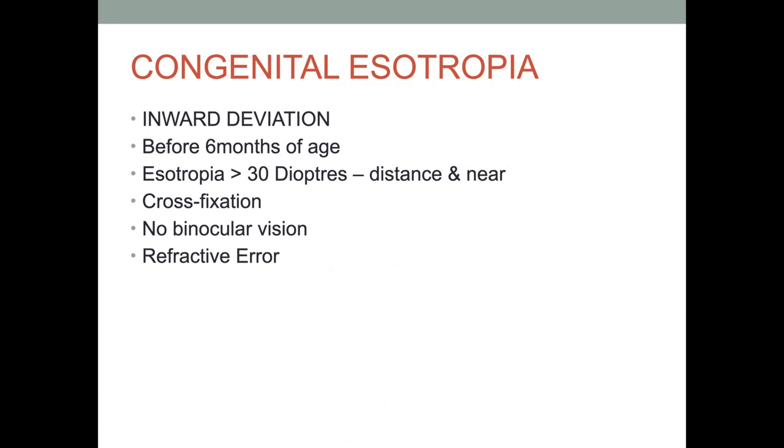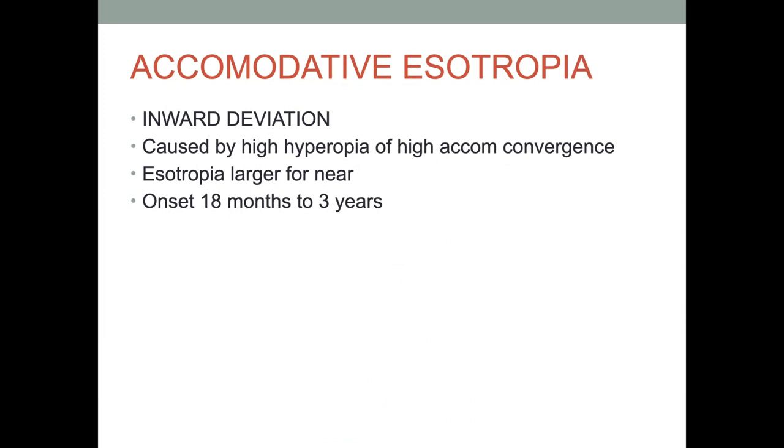They have cross fixation, which means they can use their left eye to look all the way to their right and their right eye to look left easily. They really don't have binocular vision, and usually they will have some amount of refractive error, either farsighted or nearsighted, which needs to be corrected as well.